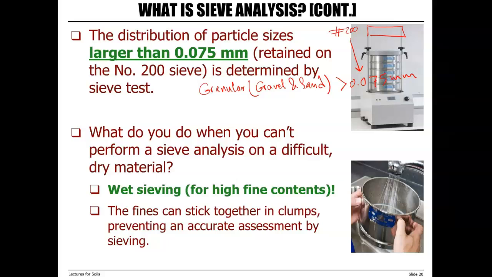When we cannot perform a sieve analysis on a difficult and dry material, instead of doing the dry sieve analysis, we can do the wet sieving. It also works when we have high fine content. It's basically washing samples with water, and we refer to it as wet sieving.